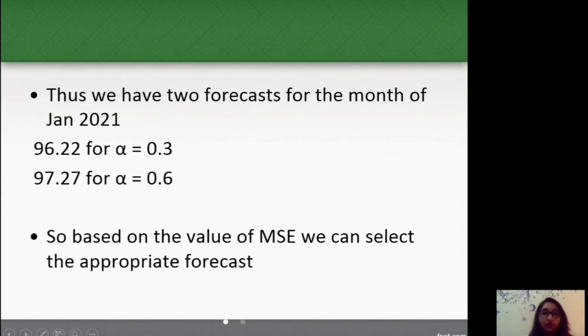So based on these two forecasts for the month of January 2021, we have to calculate the MSE and then select the lowest value for the appropriate next forecast.